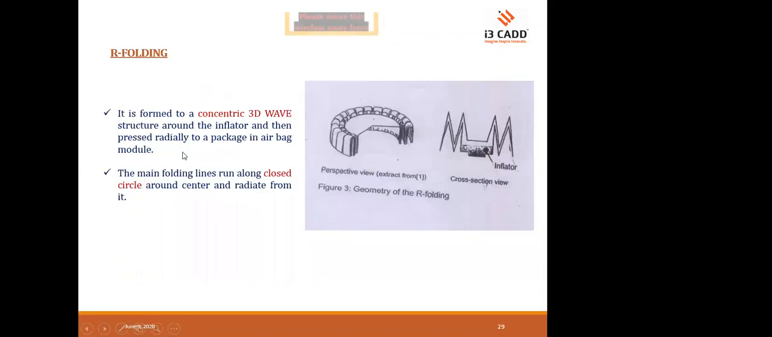Then what about your R folding? Here it will not form a sharp edge because they made a rounded edge at the top. It forms a concentric 3D wave structure around the inflator. Now the inflator is at the center, not at the bottom of the bag. The inflator is now at the center. And the nylon bag is situated around the inflator.